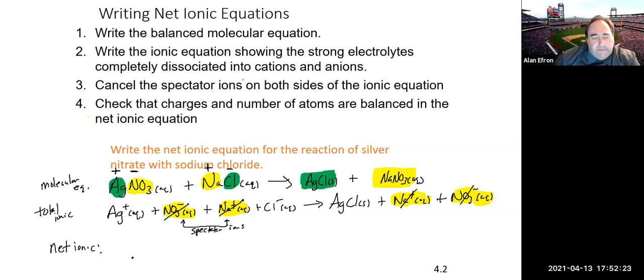And that means really what is happening when you mix those two things is the silver ion from the silver nitrate will go find the chloride ion from the sodium chloride. And those two guys, when they come together, will make a solid or a precipitate known as silver chloride. Any questions on any of those steps there?